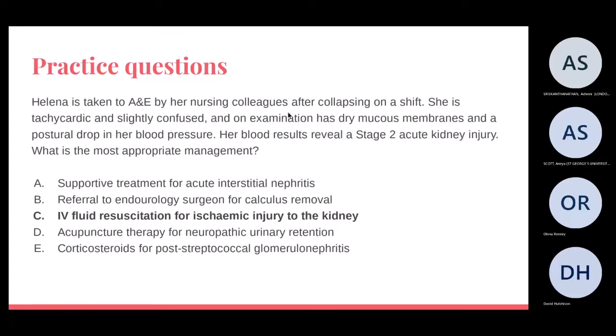Hot tip. She's also tachycardic, a little bit confused, and most importantly, she's got dry mucous membranes, i.e. she's dehydrated, she's hypovolemic, and she's got a postural drop in her blood pressure, which means that when she lies down, her blood pressure might be okay. When she stands up, her blood pressure drops, and that's literally because blood is sloshing around in her because there's not enough of it, so she's hypovolemic. So that is your biggest clue, that she hasn't got enough blood going to her kidneys, and that's why she's got an ischemic injury to the kidney. Ischemia just means not enough blood.